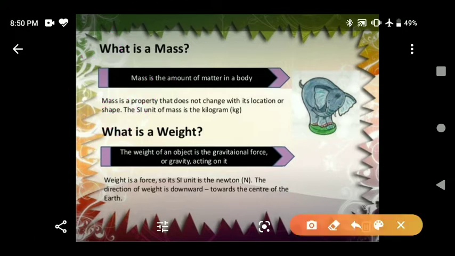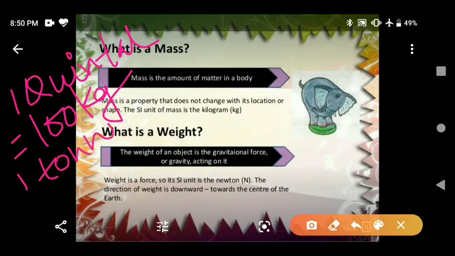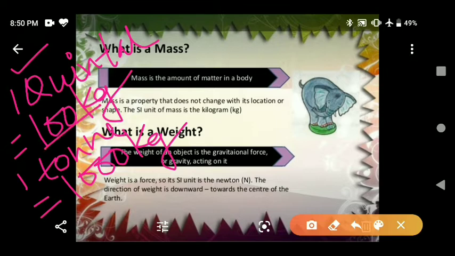Next, quintal. 1 quintal is equal to 100 kg. This is the next conversion. And 1 ton is equal to 1000 kg. So this is all about units. 1 kg is equal to 1000 gram, 1 gram is equal to 1000 milligram, 1 quintal is equal to 100 kg and 1 ton is equal to 1000 kg. So this is all about mass.